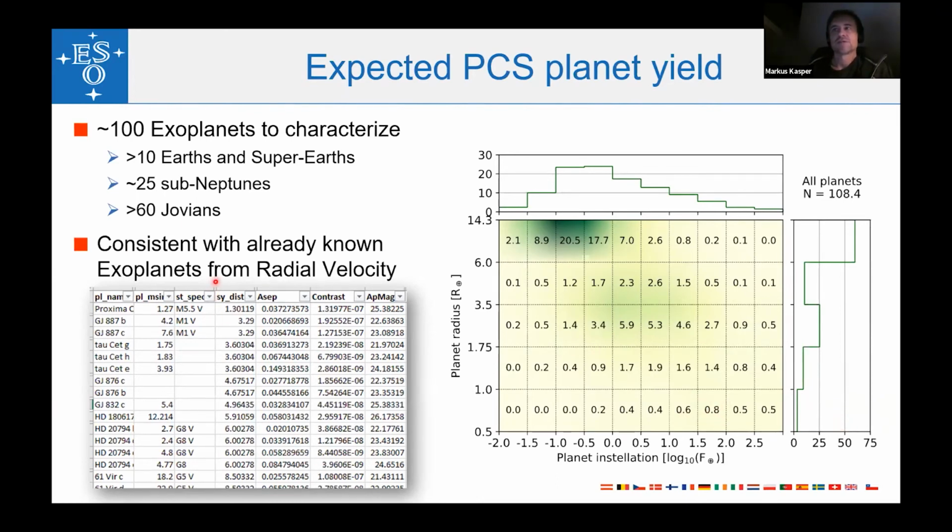These numbers look realistic, also because if you look at already known exoplanets in the solar neighborhood, there are databases that list all the known planets, and you estimate the contrast and the angular separation of these targets, we already come up with 60 targets that we can observe with PCS.